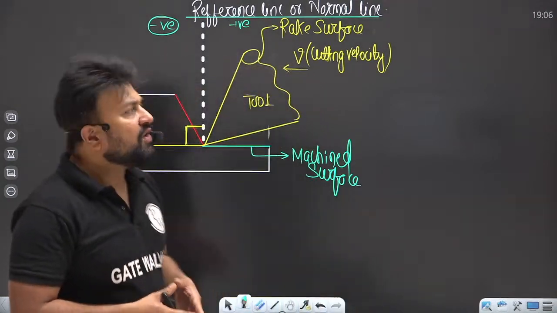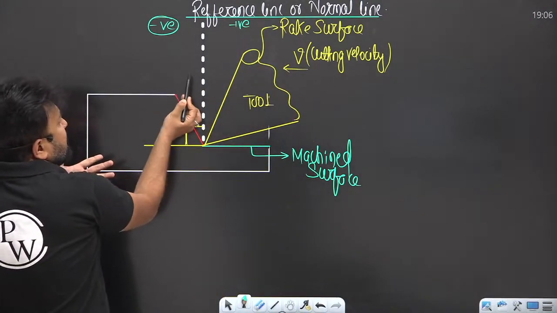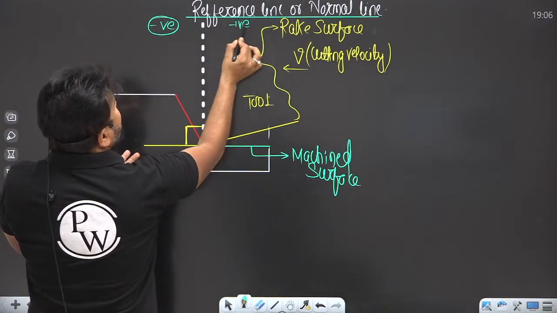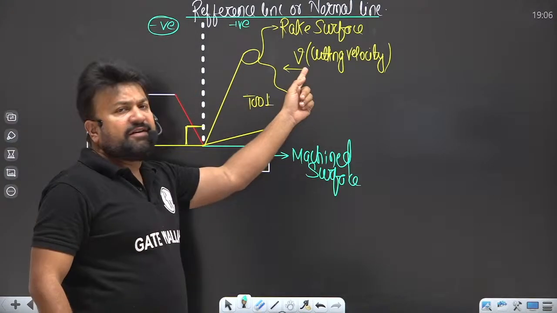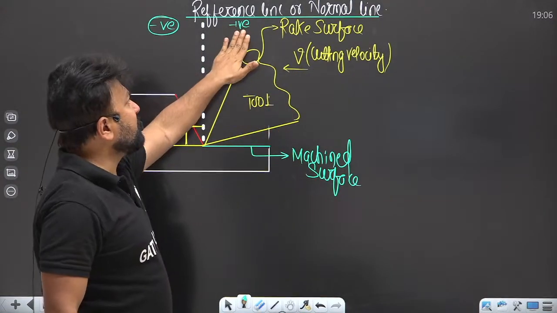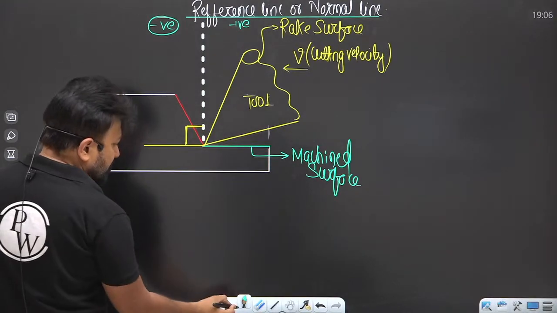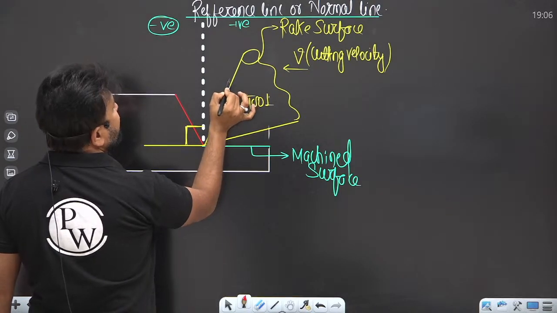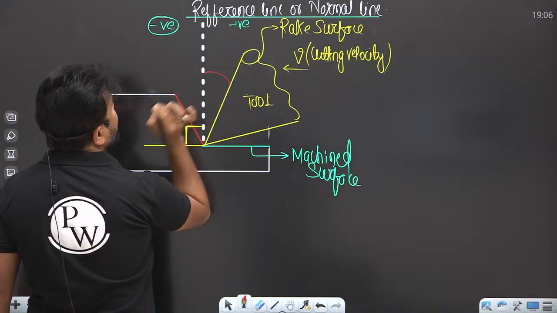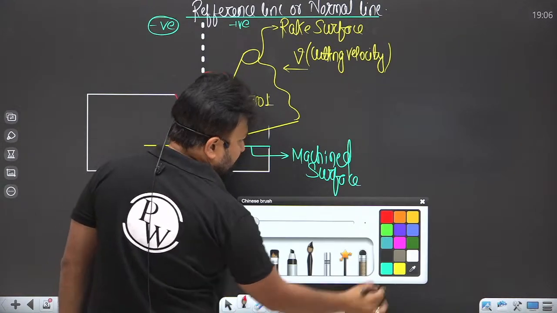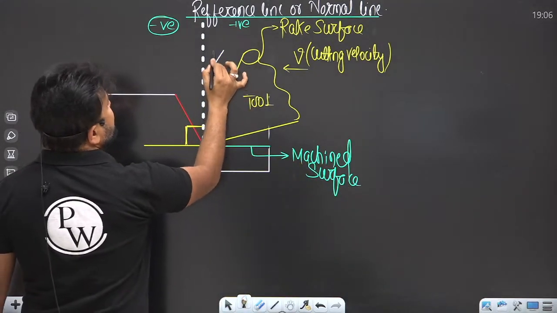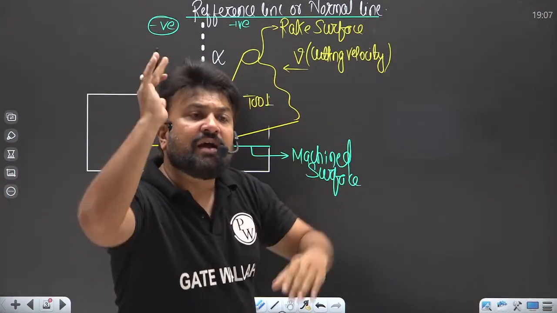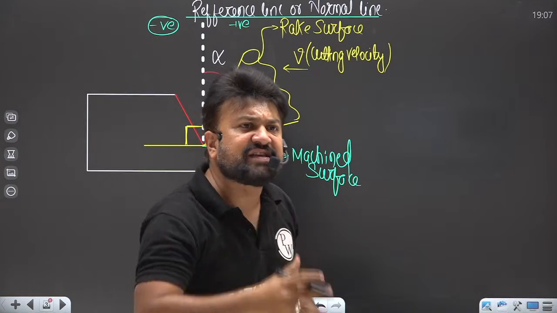Okay, so the tool is moving toward the workpiece, and that side of the reference line is positive because the cutting velocity lies here. So this is positive and this is negative. Now see the inclination of the rake face from the reference line. This is the rake face. Now this is the rake angle. Which side does the rake angle lie in?